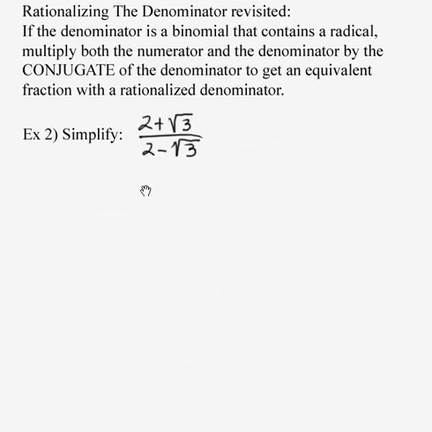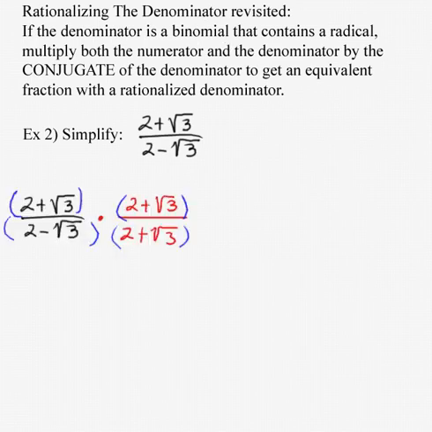So in example 2, no, multiplying by the square root of 3 will not do that. That'll just give me 2 square root of 3 minus 3. And there would still be a radical in the denominator. So from the example we just did, and this advice, we know that the only thing we can do is multiply both the numerator and the denominator by the conjugate of the denominator. We must multiply by 2 plus the square root of 3 if we start out with 2 minus the square root of 3 in the denominator.